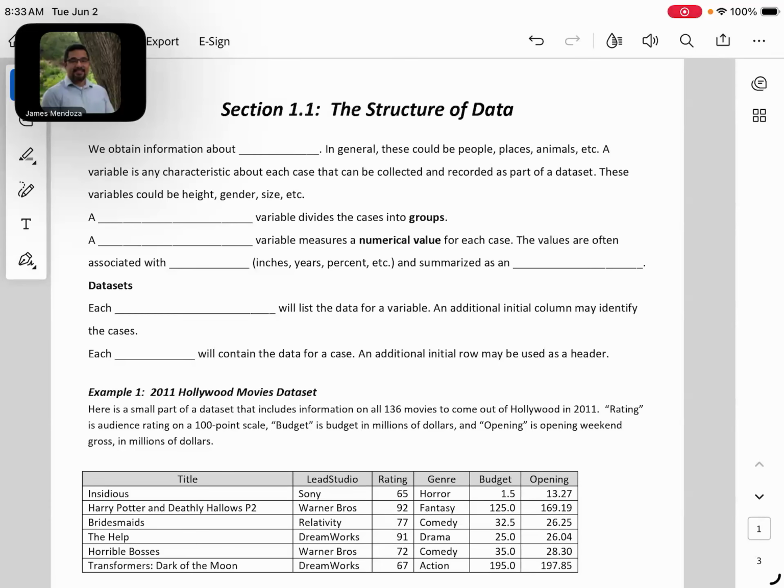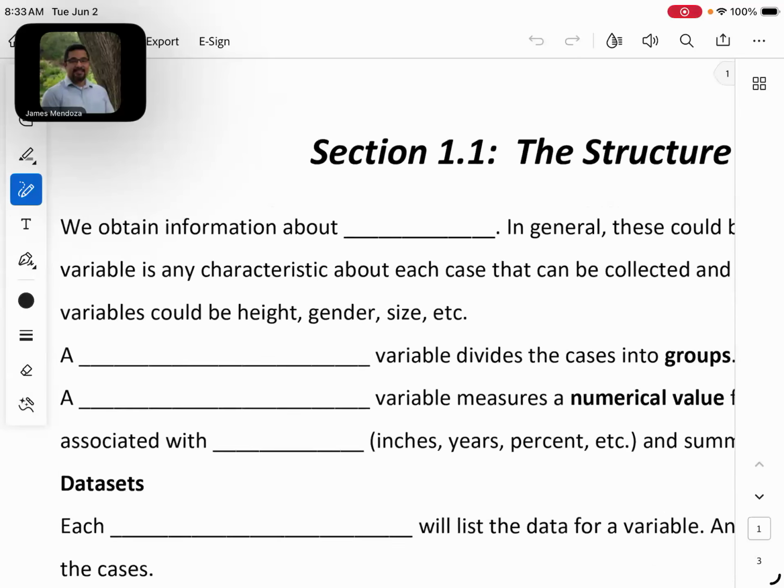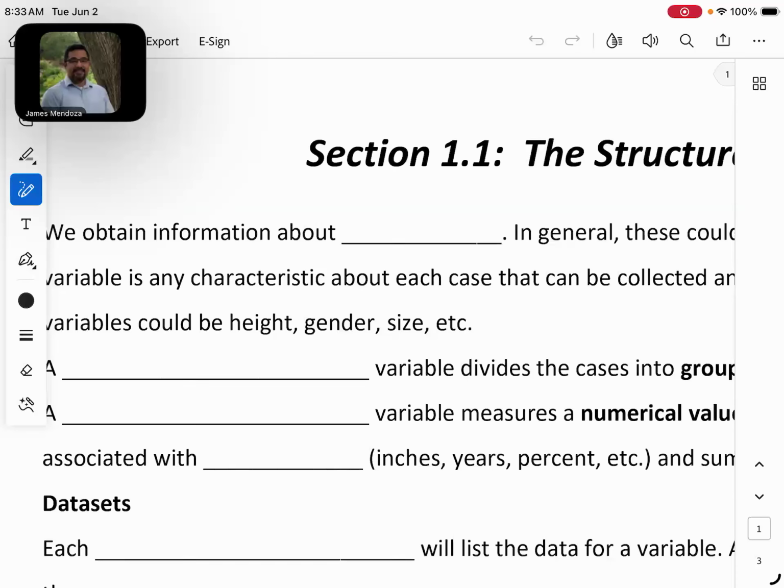All right, so in section 1.1, we're going to be looking at the different types of data that can be collected, and from whom, and how we organize that information once we have collected it. What a researcher will do whenever they're doing a study is first decide who it is that they're going to collect information from. And that is what we are going to call cases.